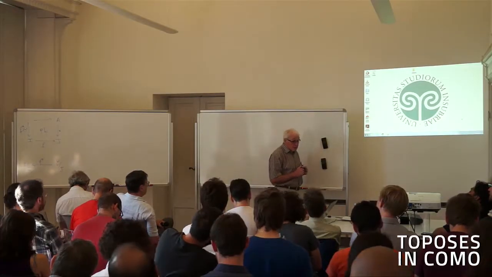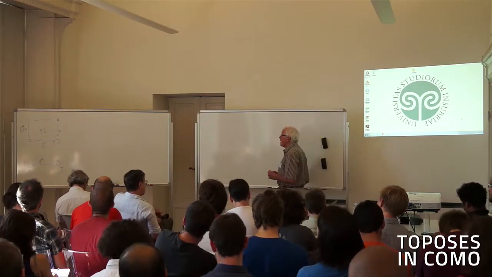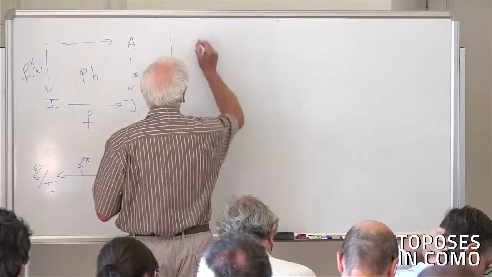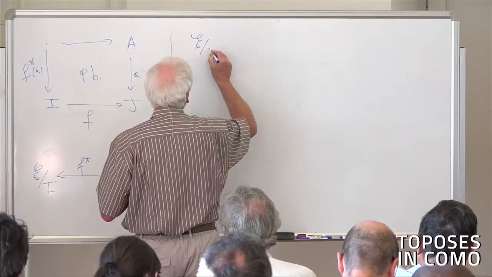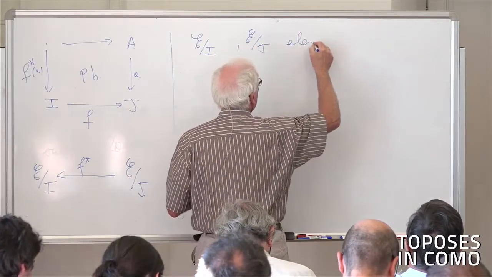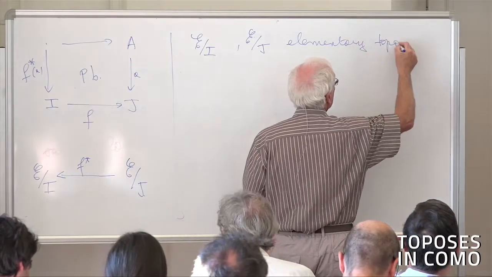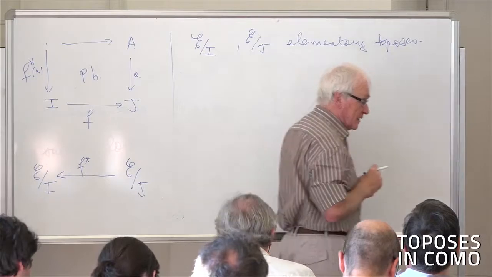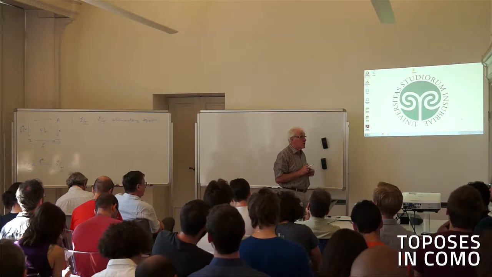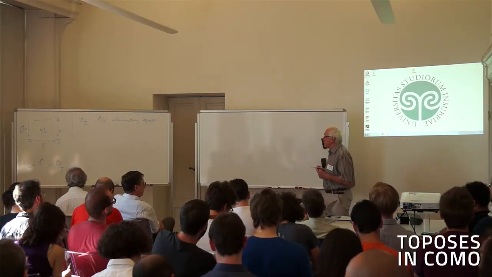There is a lot to be said about this functor. First of all, E over I and E over J are still elementary toposes. This is a very difficult result to prove in the context of elementary toposes, but it's a matter of fact.